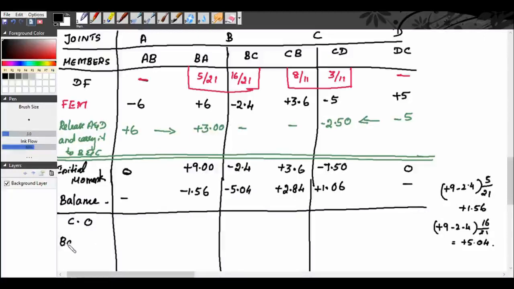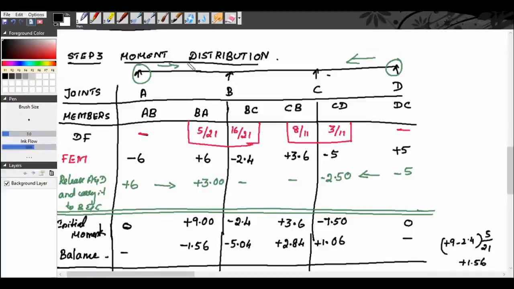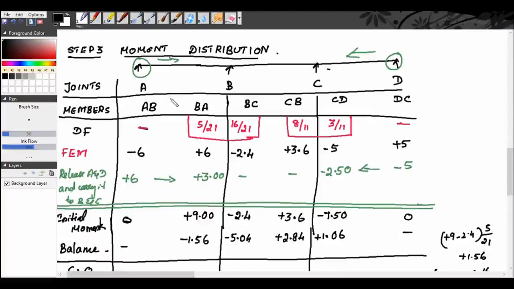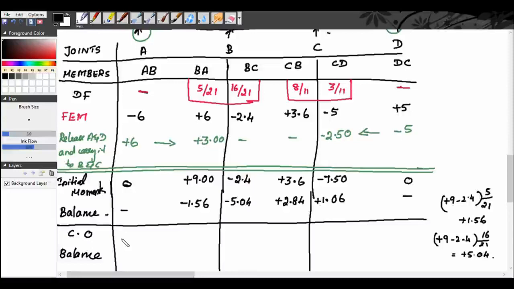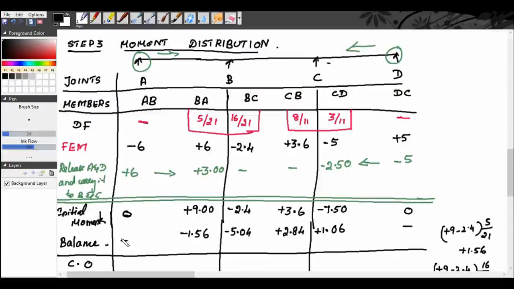So from AB, carry over and balancing. Okay. So for AB, A is simple support, so there is no moment for carrying. From B, it cannot carry to A because A is hinged support. Moment will be carried only if the support is fixed. Otherwise, it will not carry. So from B, the moment cannot be carried to A. So in the span AB, there is no carryover.